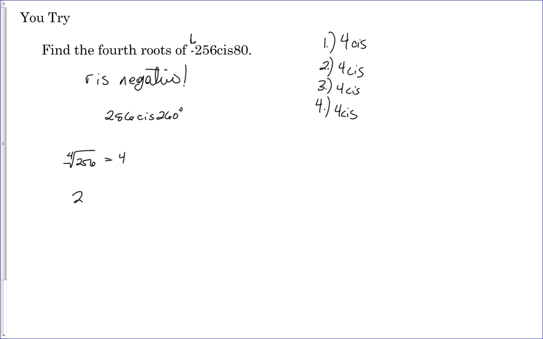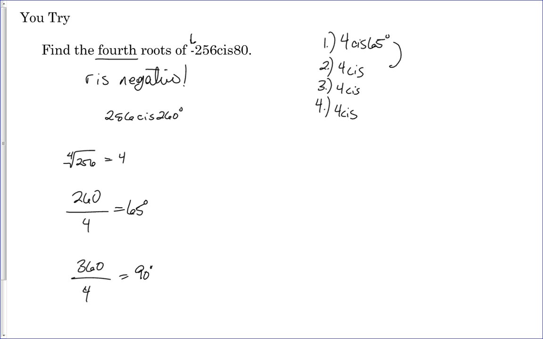Now we're going to take our angle, which was 260, and divide it by 4. 260 divided by 4, and you should have got 65 degrees. That's going to be our first angle, 65 degrees. Now, we need our angle offset. So to get the angle offset, you're going to take 360 divided by 4, because again, we're looking for the fourth root. So we have to divide 360 by 4. When we do that, we get 90 degrees for our angle offset.